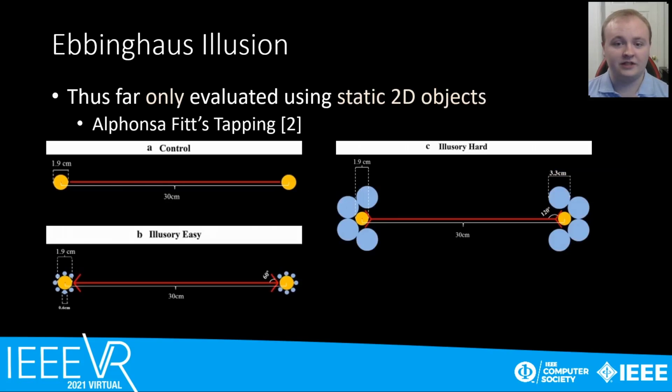A more traditional example of an Ebbinghaus illusion study would be Alfonso et al.'s study of its impact on the Fitts tapping task, which is where a subject rapidly touches between separate points, which was also done in 2D. These limitations helped shape our goals for our own study.